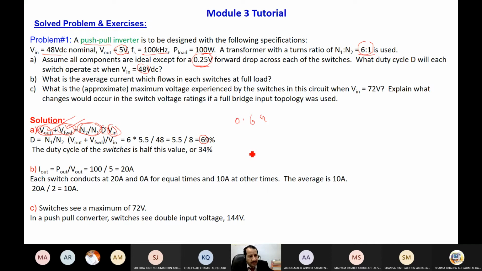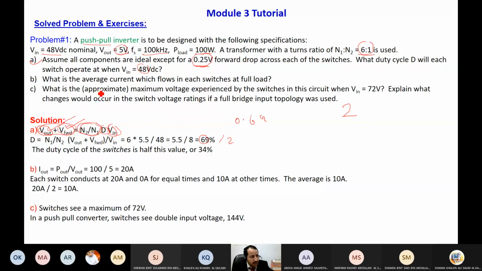Now let me ask a question here. How many switches are in the circuit? 2, right? So I need to divide this value by 2, because each one of them will conduct half of this time, half of the duty cycle. Now, this is the first point.